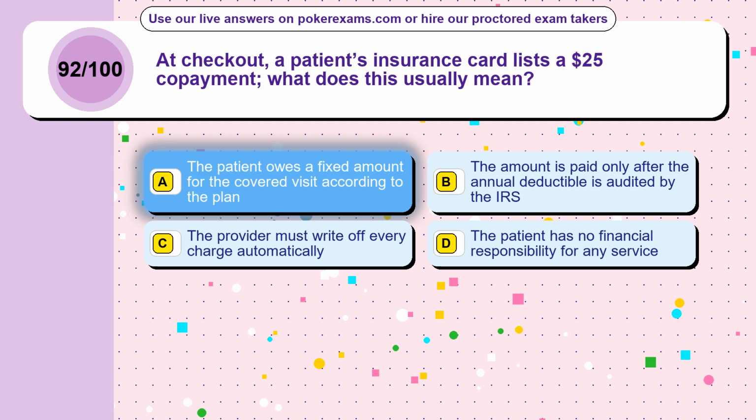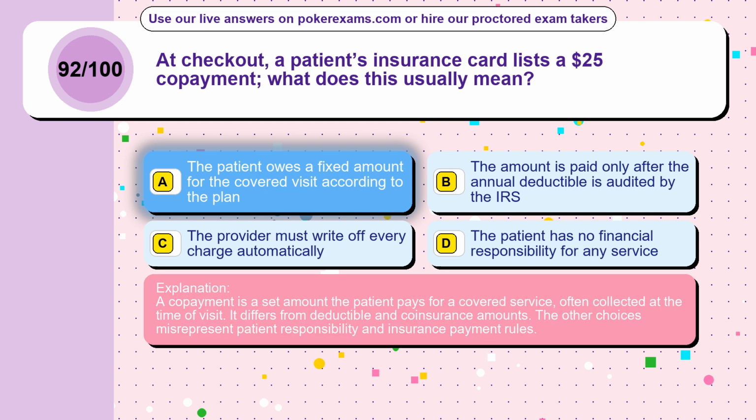The patient owes a fixed amount for the covered visit according to the plan. A copayment is a set amount the patient pays for a covered service, often collected at the time of visit. It differs from deductible and coinsurance amounts. The other choices misrepresent patient responsibility and insurance payment rules.